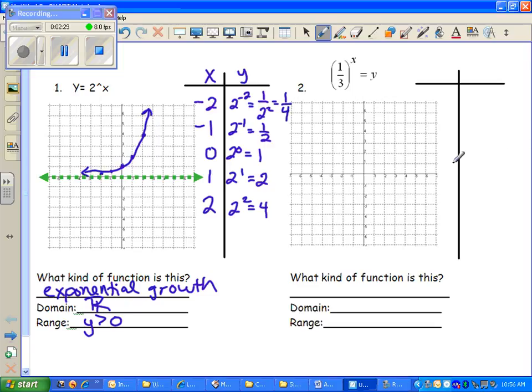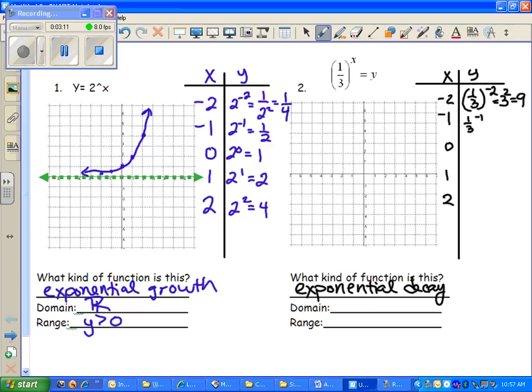On the second one, I'm going to do the same thing, values of x and y. I'm going to use, again, -2, -1, 0, 1, and 2. And this being 1/3, you can tell just by looking at that, when you have a value that's less than 1 to the power of x, that will be exponential decay. So plugging this in, 1/3 to the power of -2 means that you really have 3 squared, which is 9.